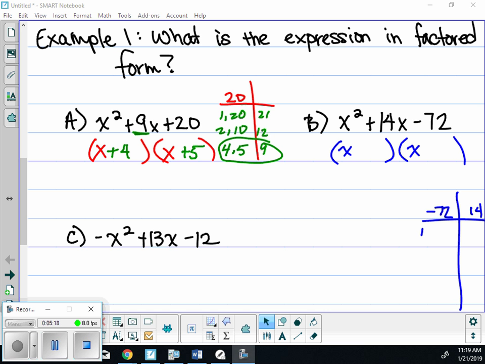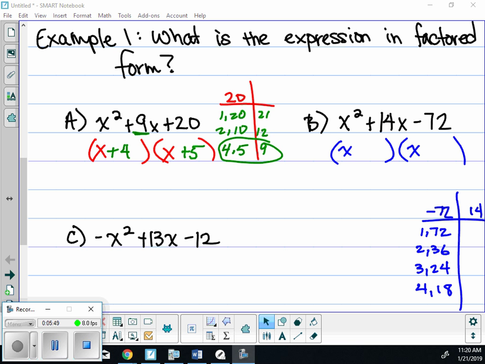So again, I could use 1 and 72, but that's not going to give me a difference of 14. 2 and 36, not a difference of 14. 3 and 24, not a difference of 14. Does 4 go into 72? Yep. 4 and 18, difference of 14? Yeah, 4 and 18 have a difference between them of 14.